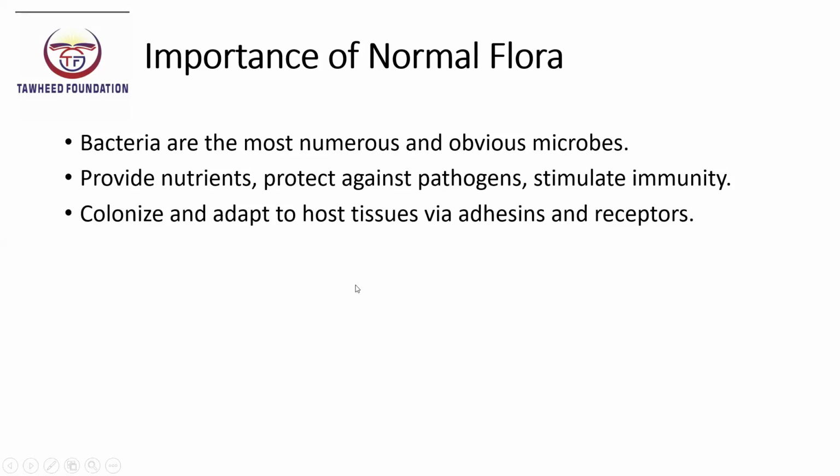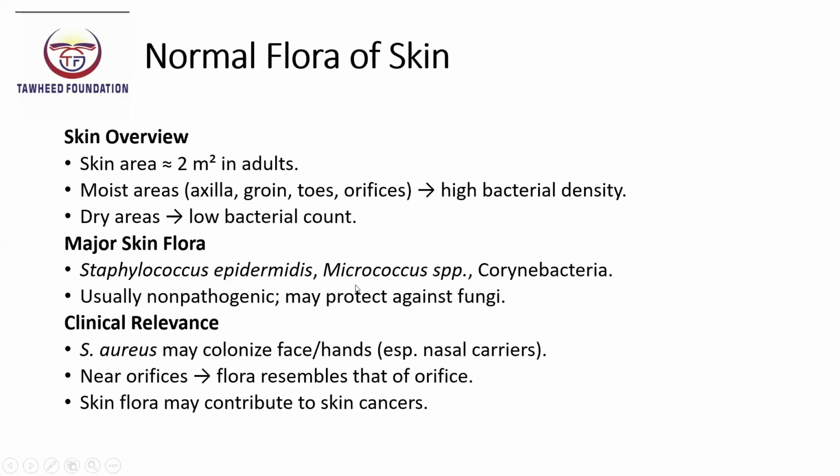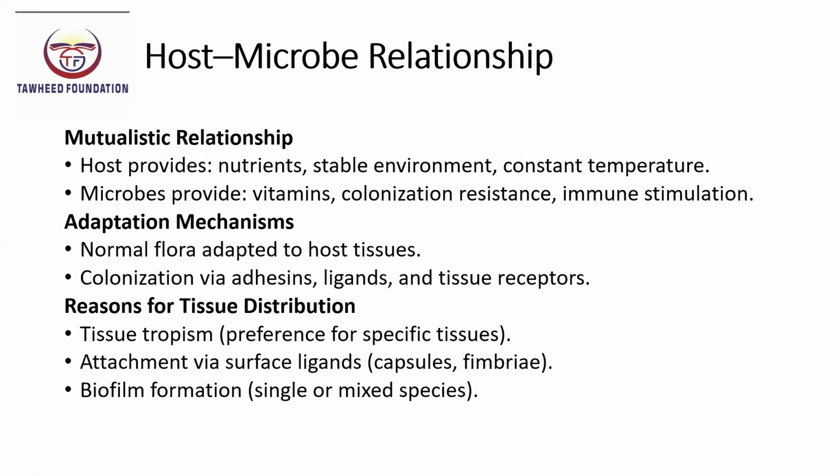Next is host microbe relationship. Mutualistic relationship. The normal flora derives from the host a supply of nutrients, a stable environment, constant temperature, protection, and transport. The host obtains from the normal flora certain nutritional benefits, stimulation of the immune system, and colonization strategies that exclude potential pathogens at the site.